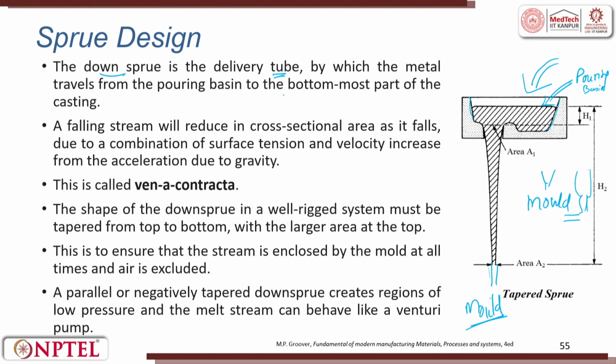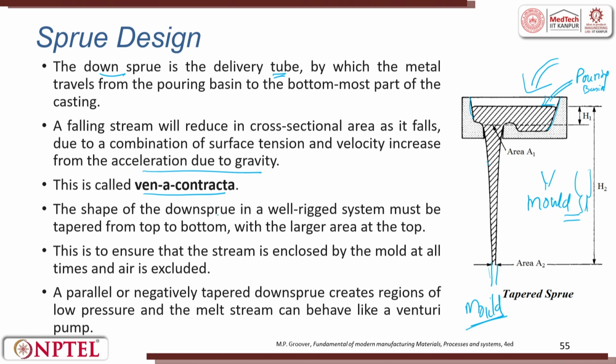From the pouring basin to the bottommost part of the casting, a falling stream will reduce in cross section. Why? Because of the continuity equation. A falling stream will reduce in cross-section area as it falls, as it moves down, due to a combination of surface tension and velocity increase from the acceleration due to gravity, right. And this phenomenon is called vena contracta.